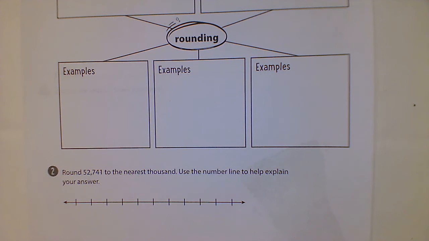This homework is from Unit 1, Lesson 3, Session 1. So we have been working on rounding numbers, and let's take a look. You did not have to do problem number 1 for homework, so let's take a look at problem number 2.